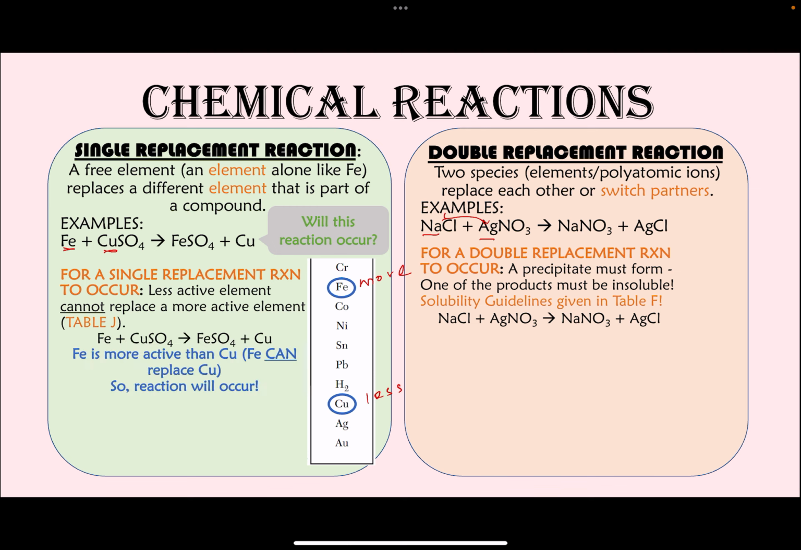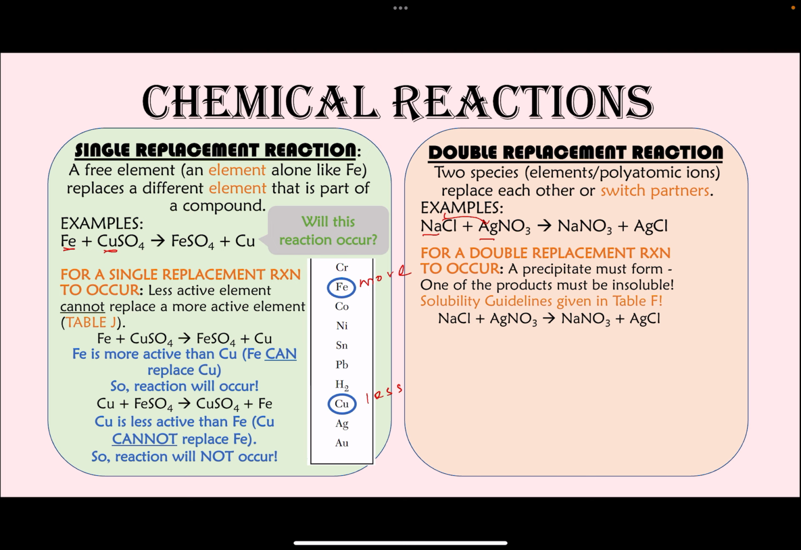Because iron can replace copper, this reaction will occur. But as I mentioned, if I switch this reaction just a little bit and write it like this, where we have copper in the elemental form and iron is in the compound, now because copper is less active than iron, copper cannot replace iron, so this reaction will not occur.